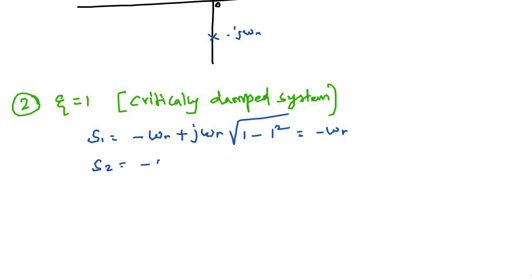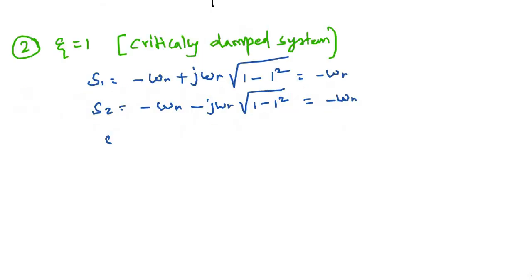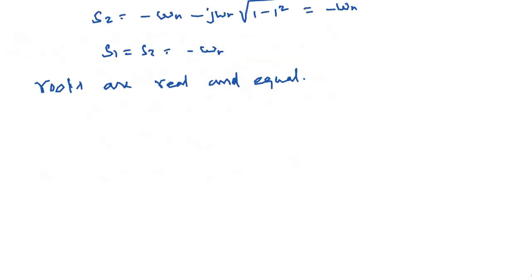S2 is equal to minus 1 into omega n minus j omega n into the square root of 1 minus 1 square, which gives again minus omega n. That means you have got S1 is equal to S2 is equal to minus omega n. So roots are real and equal. So you have two roots at the same place on the S plane. So this is the real axis, this is the imaginary axis.